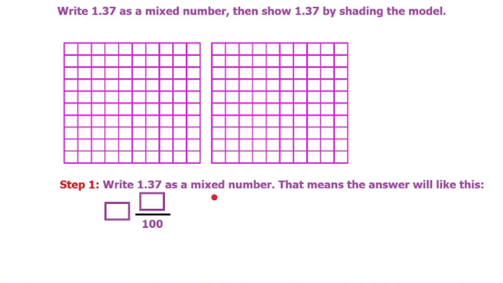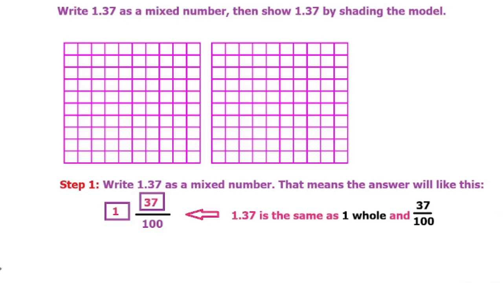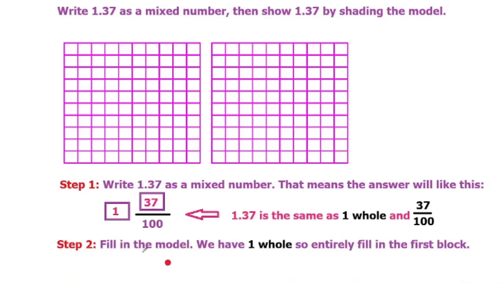And the first step is write 1.37 as a mixed number. That means the answer will look like this. Okay, so if we put that in, 1.37 is the same as 1 whole and 37 over 100. So that's how it will look like as a mixed number, 1 and 37 over 100. So now we just have to fill in the model.